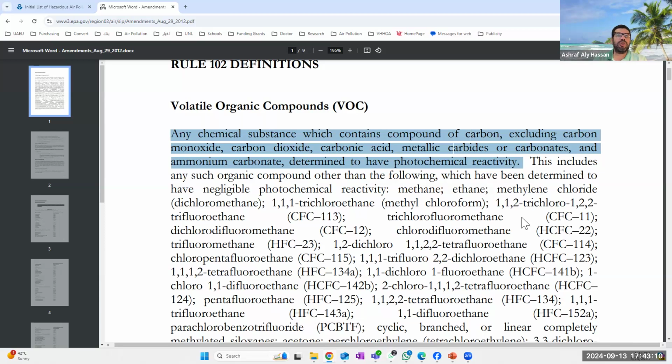The EPA definition is not only that it is volatile, but it has a photochemical reactive part, because it needs to be responsible for the development of ozone. That's where we draw the line. Is it contributing to the formation of ozone? Then it's a VOC. If it's not, then it's not a VOC.